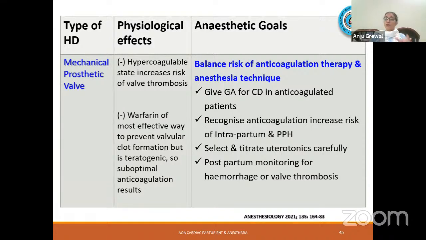So therefore, you need to balance the risk of anticoagulation therapy and the anesthesia technique that you're going to use. You have to be on the safer side for the mother, avoid the risk of spinal epidural hematoma, and at the same time, avoid the risk of thrombosis on the mechanical prosthetic valve, right? So that's a balance that you really need to create. The rest of the goals remain the same.